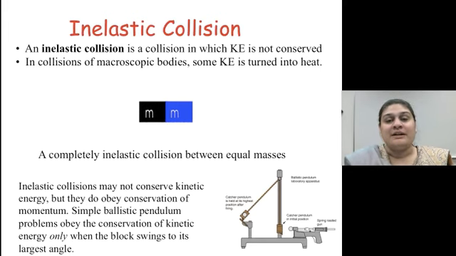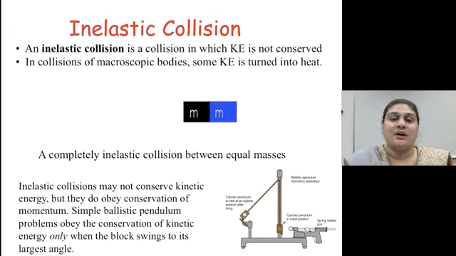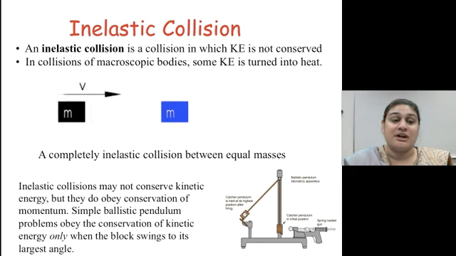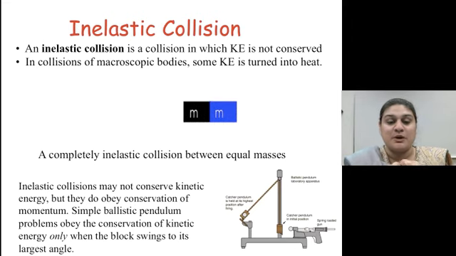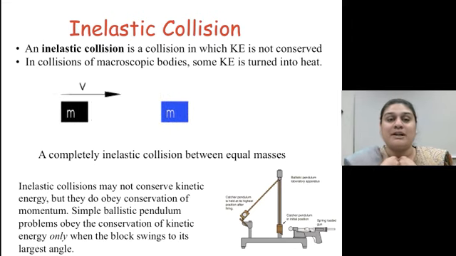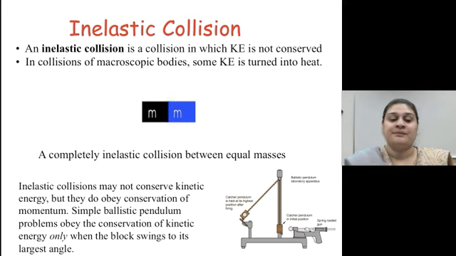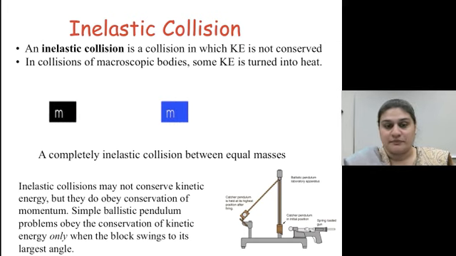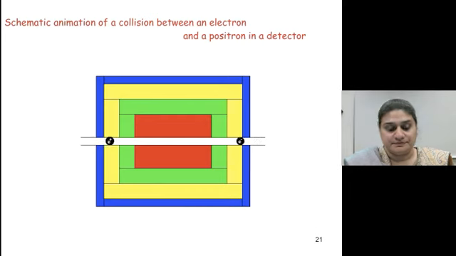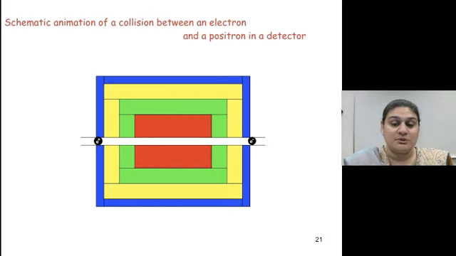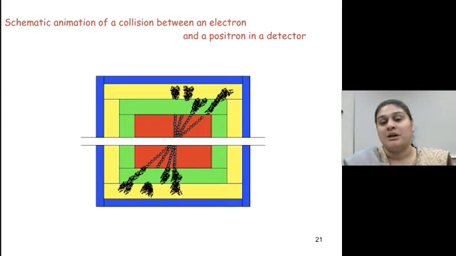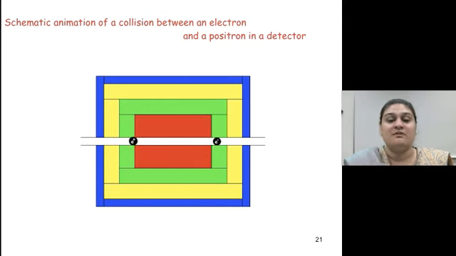Now, an inelastic collision is a collision in which the kinetic energy is not conserved. In collisions of macroscopic bodies, for example, if both stick together, this is called a completely inelastic collision. A collision between an electron and a positron in a detector would look something like this: an electron and a positron coming in, and the energy being converted into the formation of other particles.